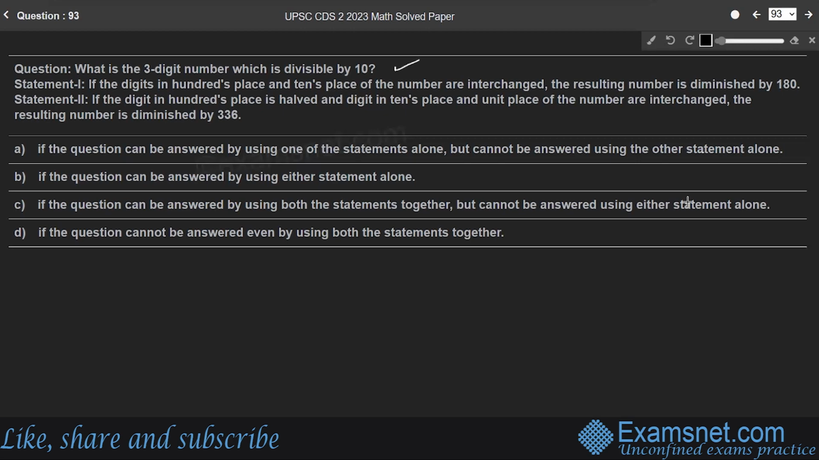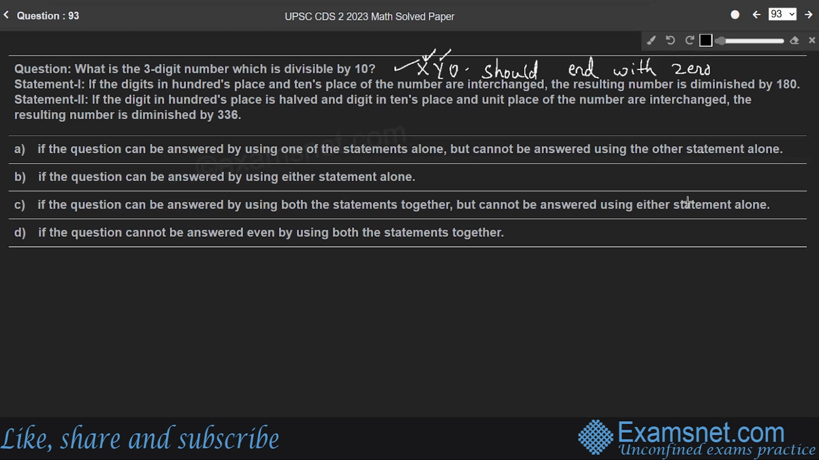Question 93. What is the 3-digit number which is divisible by 10? So when a number is divisible by 10, that means it should end with 0. Therefore, the 3-digit number should be XY0. The number in the hundreds place will be X, and the number in the tens place, let it be Y, and the last digit will be 0.